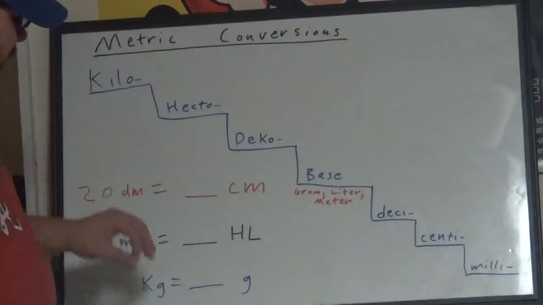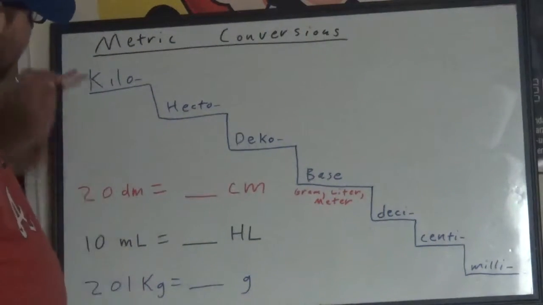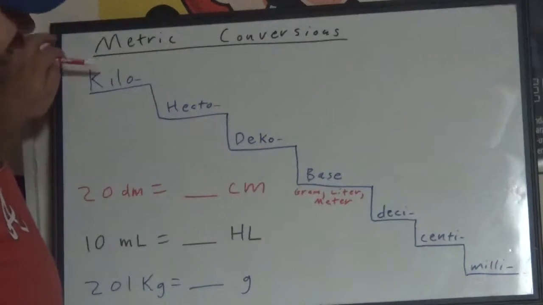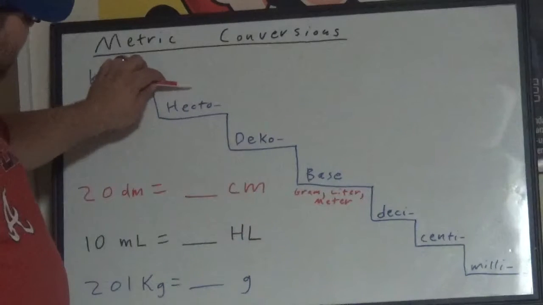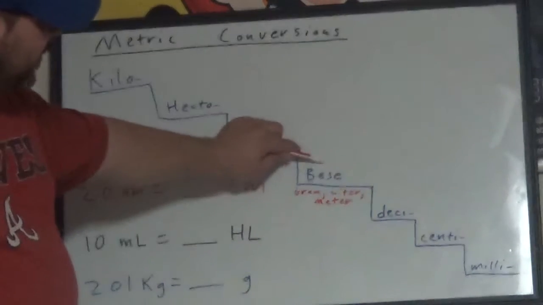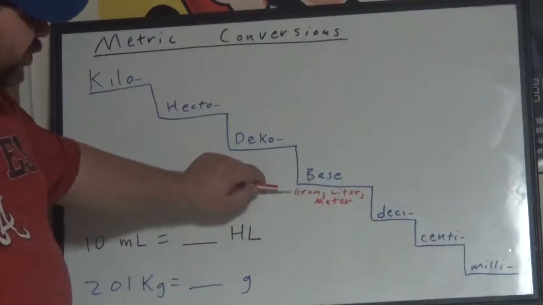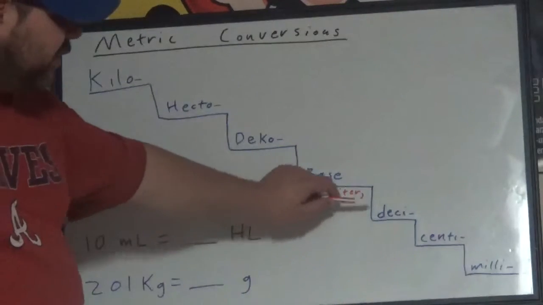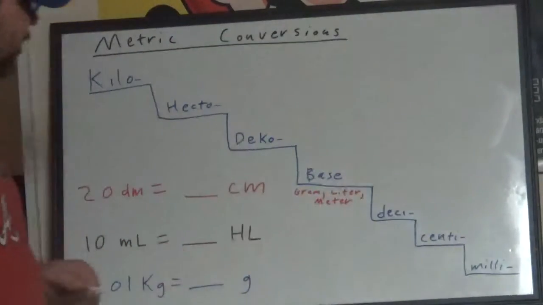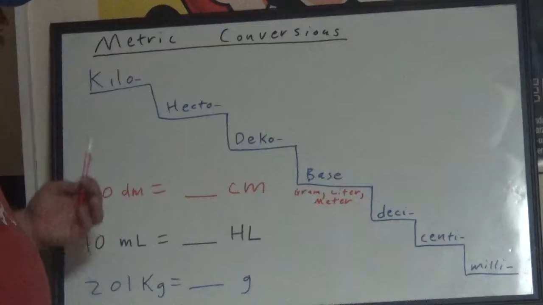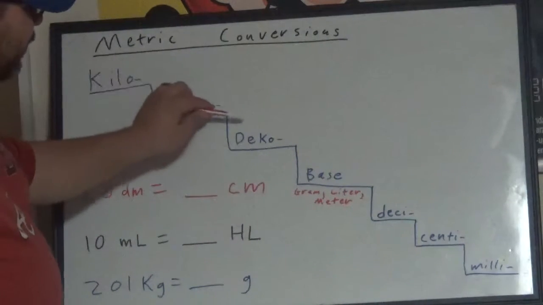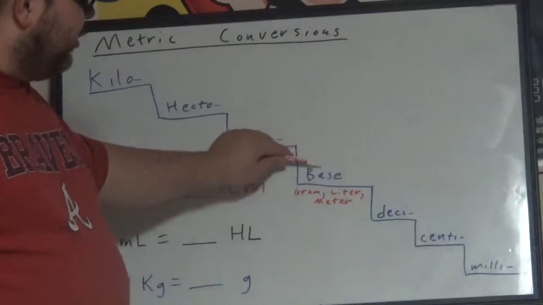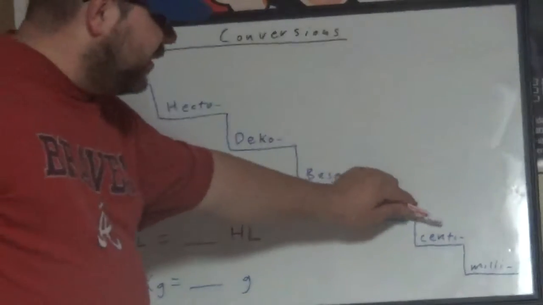I have this step chart written up here with the metric measurements. We have kilo, hecto, deco, the base unit, which means either grams, liters, or meters, deci, centi, and milli. So if it was, say, grams, we would have kilogram, hectogram, decogram, gram, decigram, centigram, and milligram.